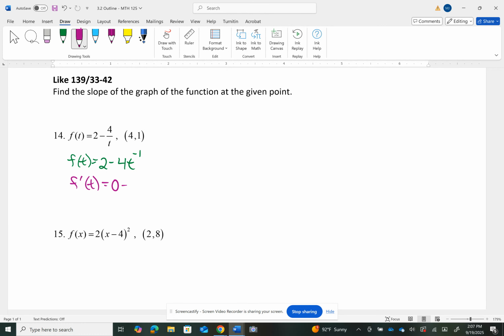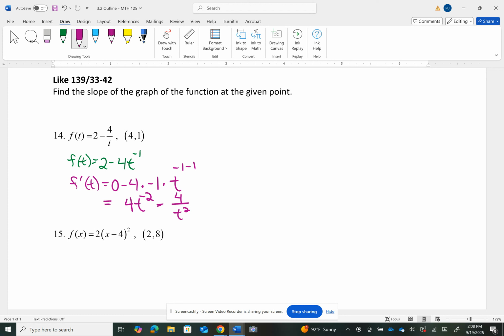And the derivative of the next term, I would have the negative 4 times negative 1, and then t to the negative 1 minus 1. Okay, so I wind up having positive 4t to the negative 2, which is the same as 4 over t squared. The negative 2 only applies to t, so only the t to the second power moves to the denominator.